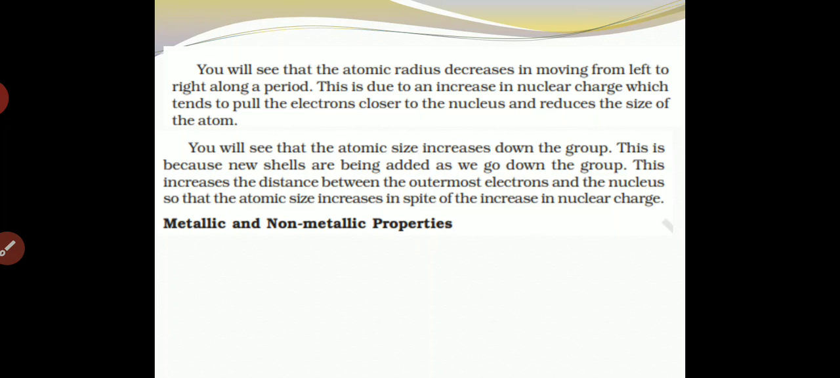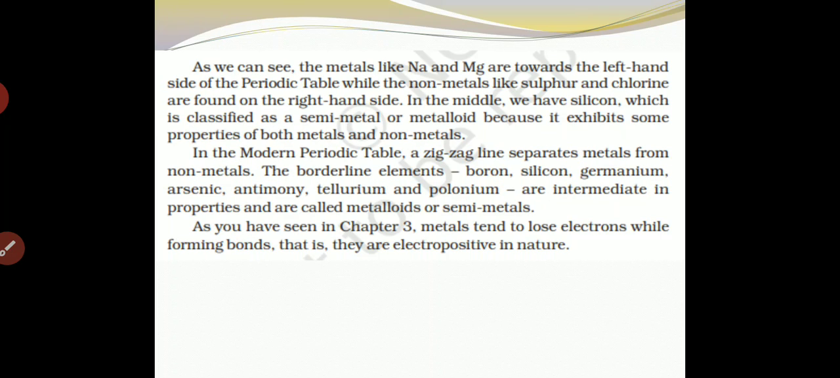And the metallic and non-metallic property. Now, as we can see, metals like sodium and Mg, Na and Mg, sodium and magnesium, are towards the left hand side of the periodic table, while non-metals like sulfur and chlorine are found on the right hand side. In the middle, we have silicon, which is classified as a semi-metal or metalloid because it exhibits some properties of both metal and non-metal. In the modern periodic table, zigzag lines separate metals from non-metals.